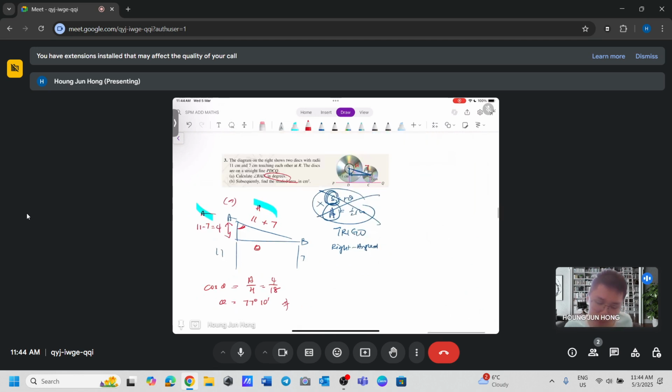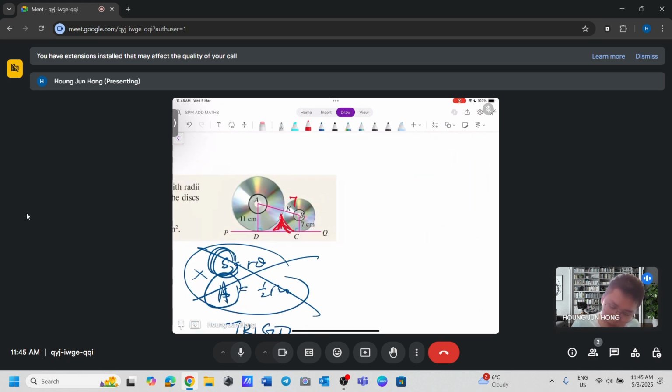Next, I think they want to find the shaded region. What is the shaded region? Is it the middle one? The middle part, right? I guess so. This one is the shaded region. It's a bit weird, but this is the shaded region.